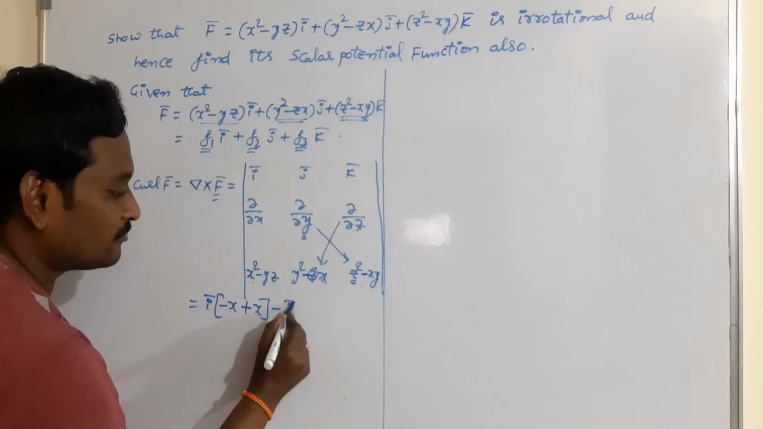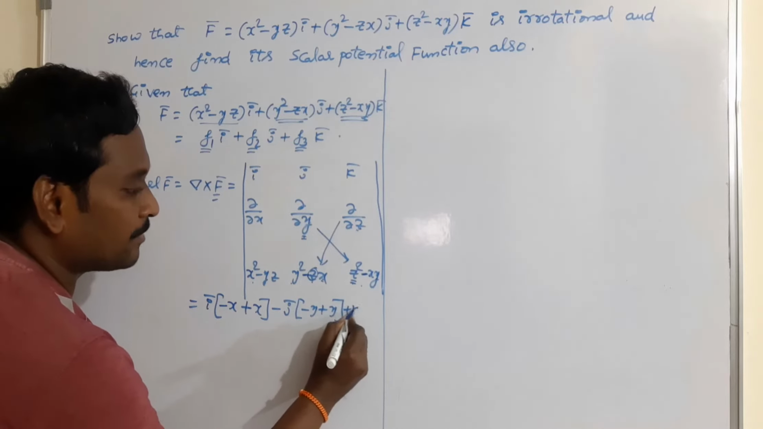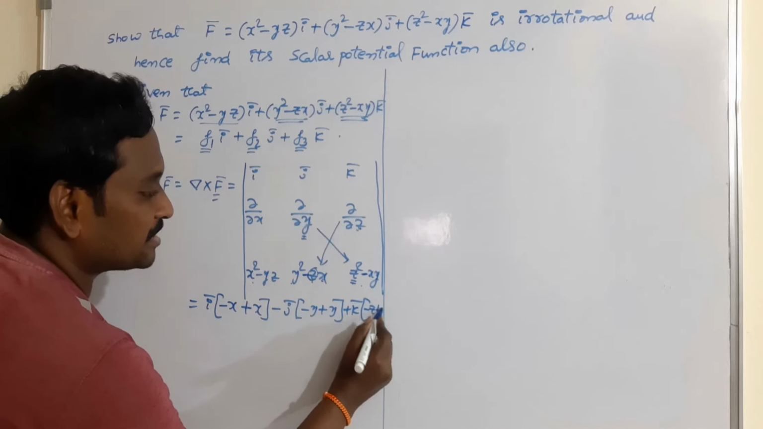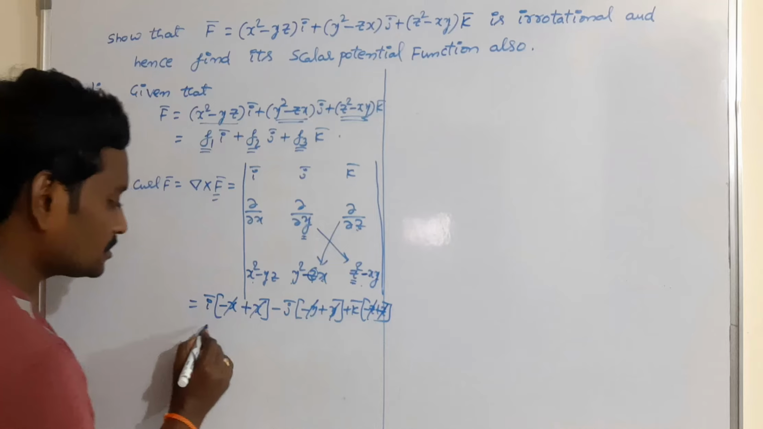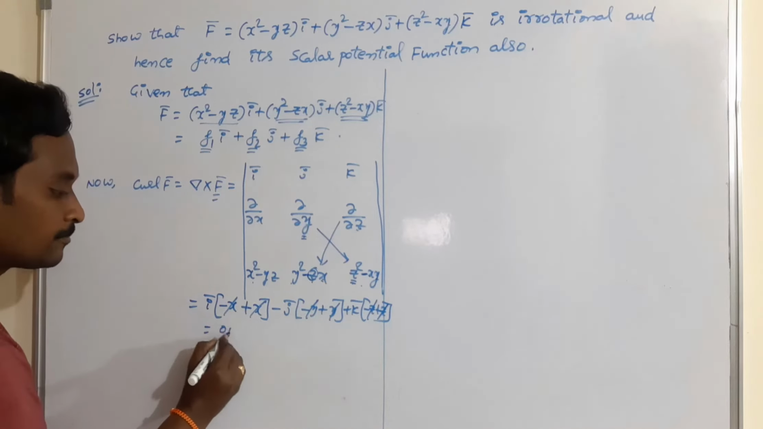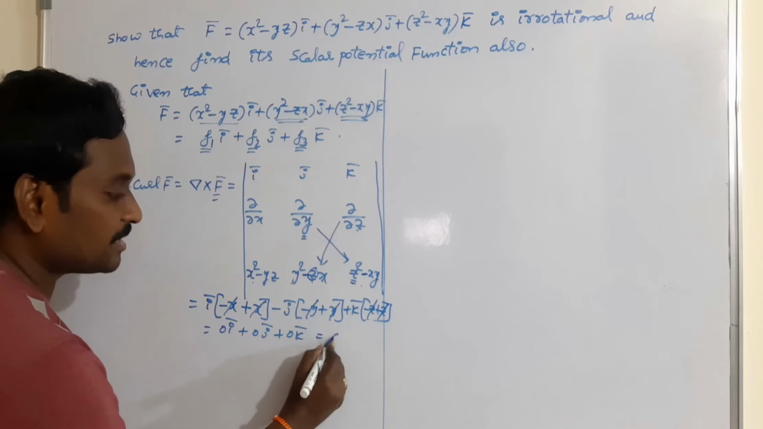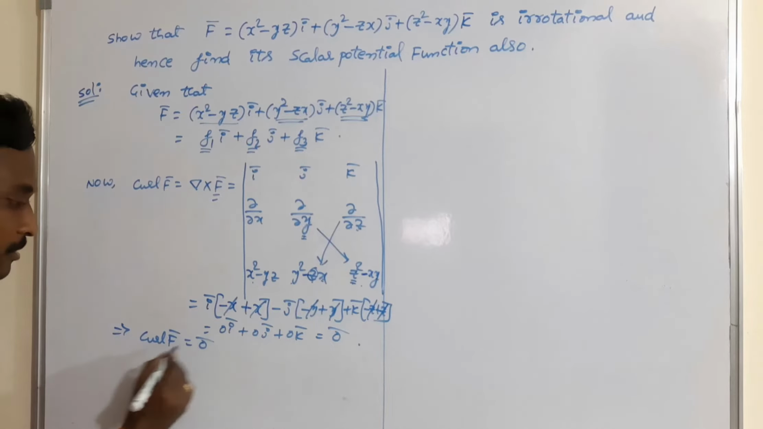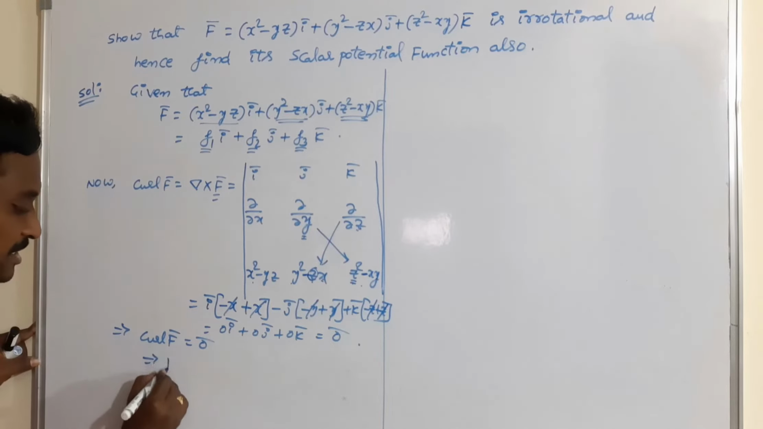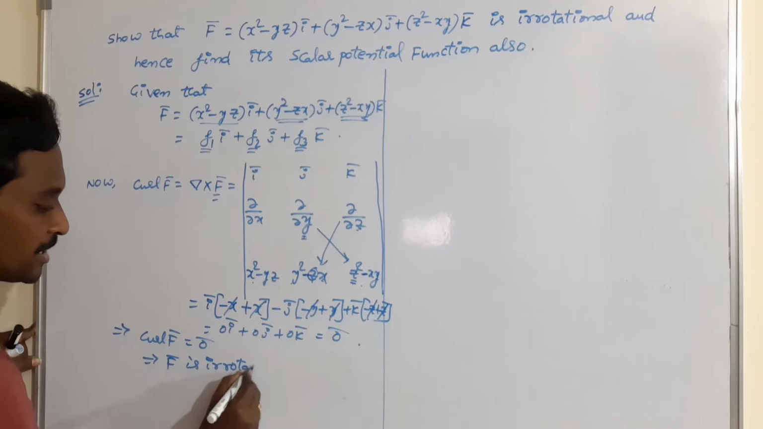In a similar way, you will get minus j bar of minus y plus y, and k bar of minus z plus z. We are observing that all are getting cancelled. So you will get 0 i bar plus 0 j bar plus 0 k bar. This is nothing but the 0 vector. So what happened here? If we find curl f bar, it becomes 0 bar. That's why f bar is irrotational.